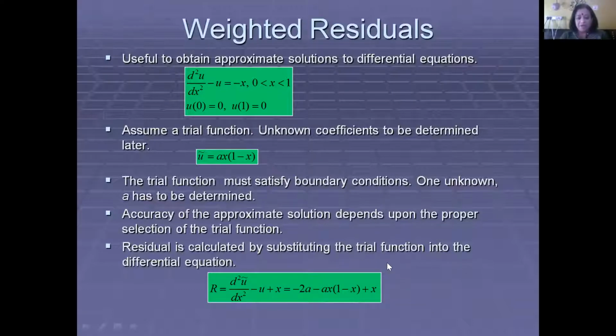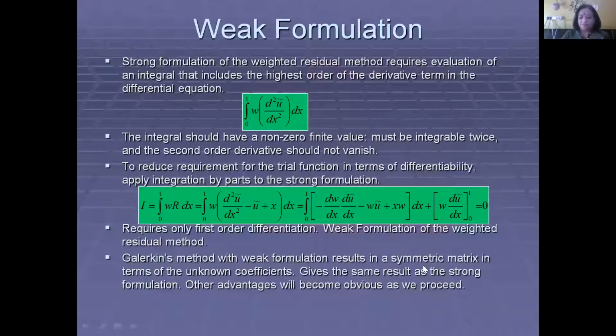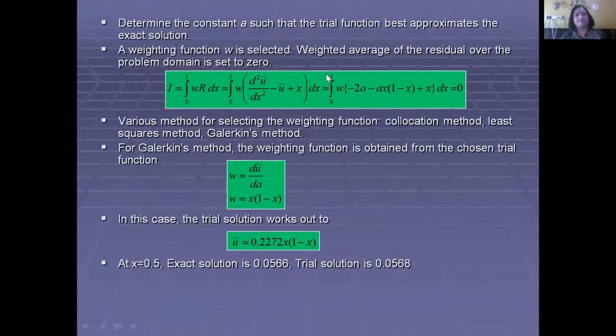So I will try to do something that I feel is easier to do and more likely, and that is I am not going to make r equal to 0, but I am going to make the weighted average of the residual over the problem domain equal to 0. What does it mean? I want to take the weighted average of the residual.